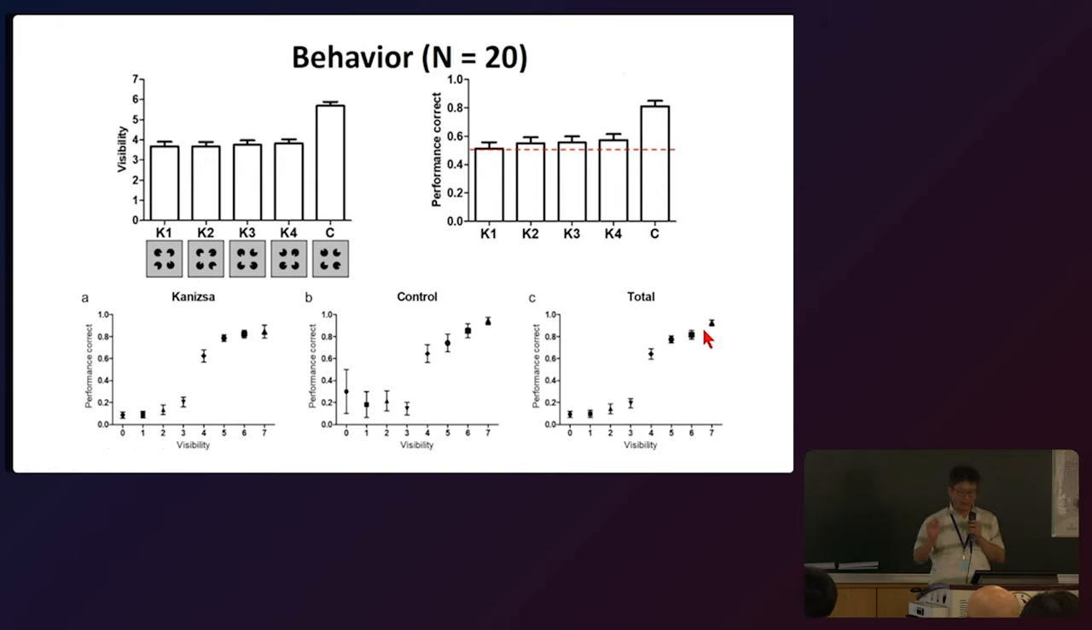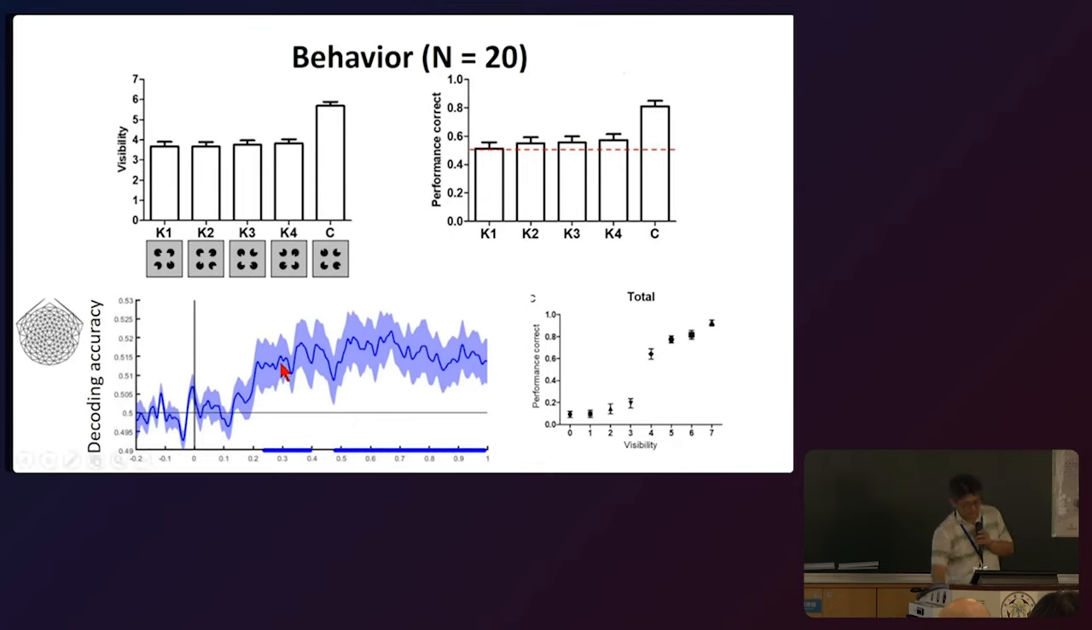But now, since the total performance level is around 0.5 for the Kanija, like in the PNAS paper, the Kanija paper, we look at the total and the diagonal coding for the total condition across all the condition data. So we look at this kind of dynamic coding. But as I said, I want to look at how this kind of coding changes as a function of your visibility report.